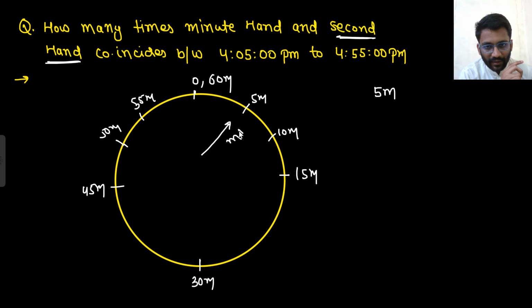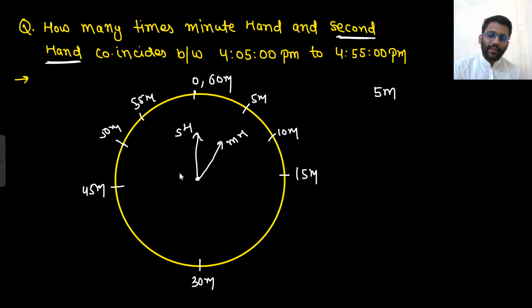This would be your minute hand. What about the second hand? Second hand would have been right here. Okay, I did not make the center. This will be the center. So minute hand would have been somewhere here, and second hand would have been somewhere here. Second hand would have been clearly at 12. This will be your 12, right? This is your second hand, and this is your minute hand. We are talking about 5 minutes. That means we are at 4:05 p.m.